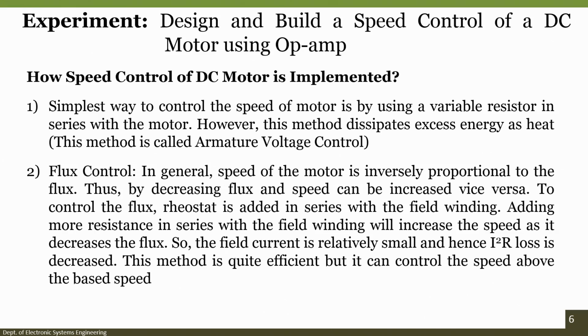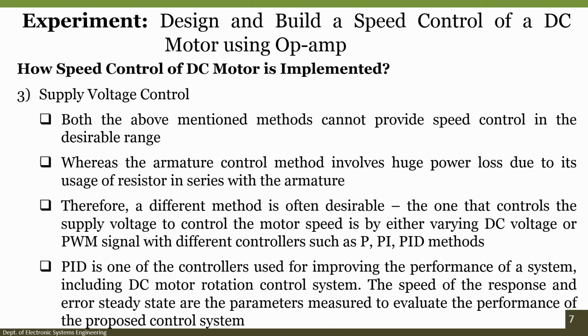Adding more resistance in series with the field winding will increase the speed as it decreases the flux, like I said, and so the field current is relatively small, and hence your I square R loss is small. This method is quite different, but it can control the speed above the base speed. Now, the third one is supply voltage control.